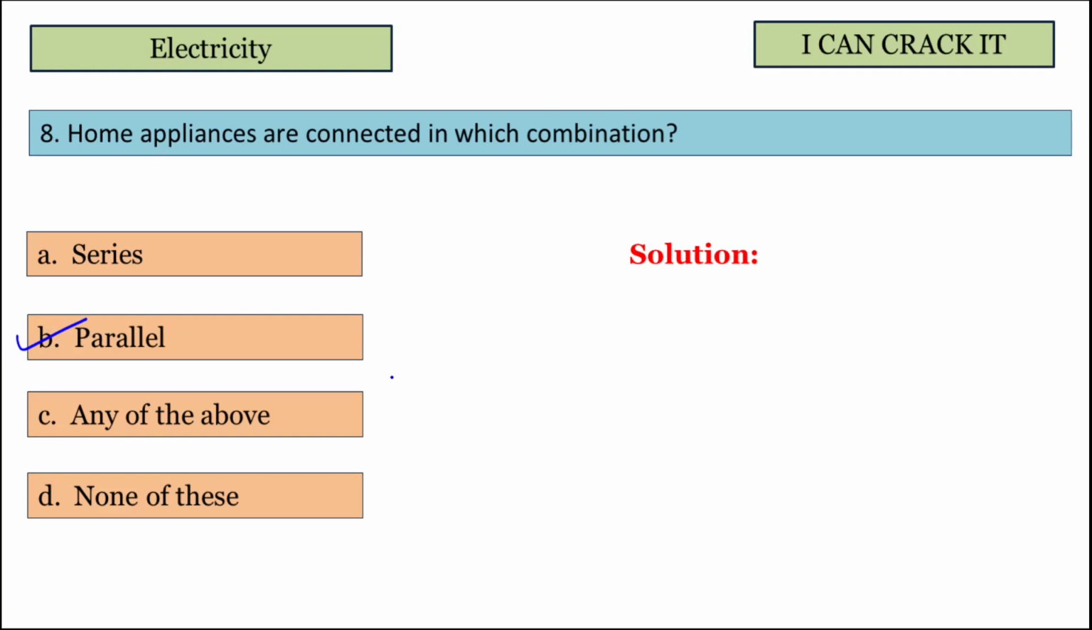Why? Now let's see why. If I connect, let's say this is my fridge, and let's say this is my TV. If both of them are connected in series, and let's say I have my switch here and this is my AC voltage. I have one switch here.